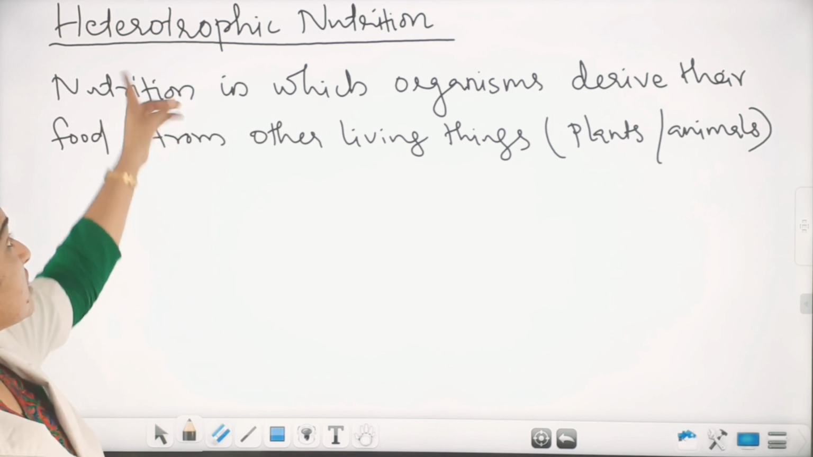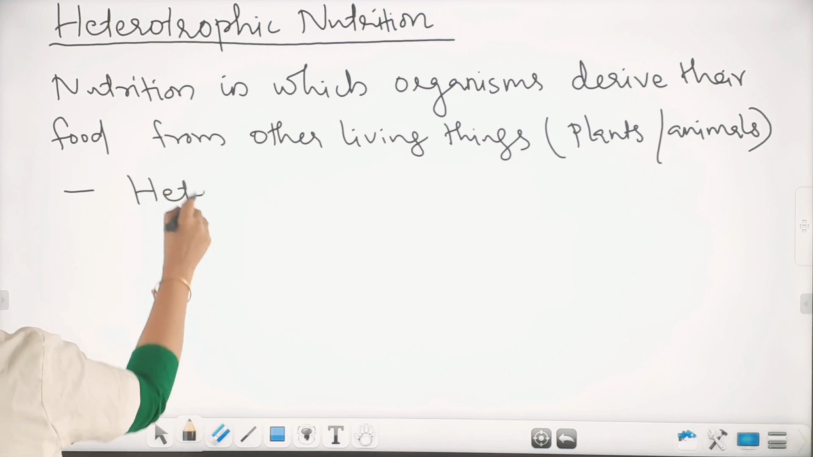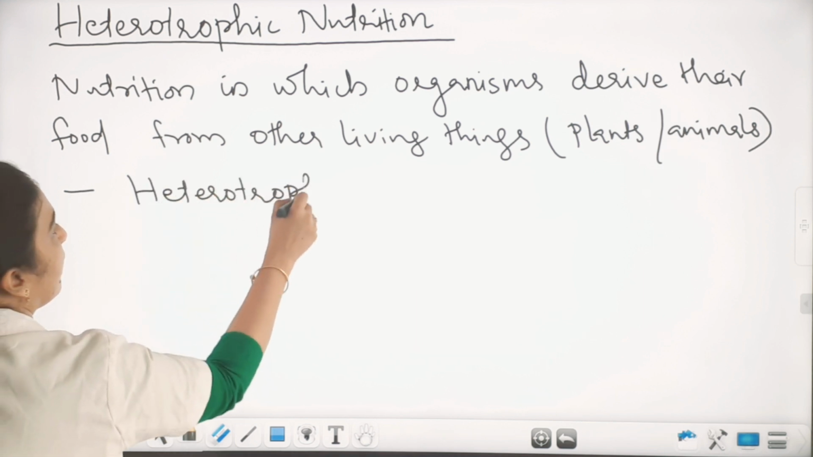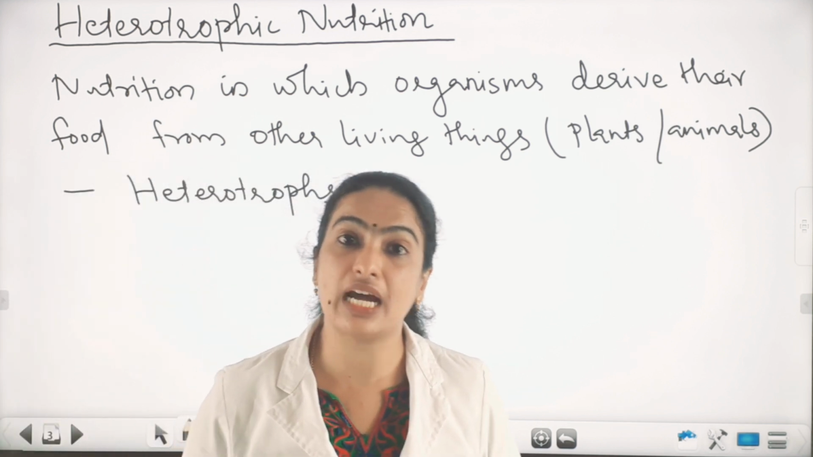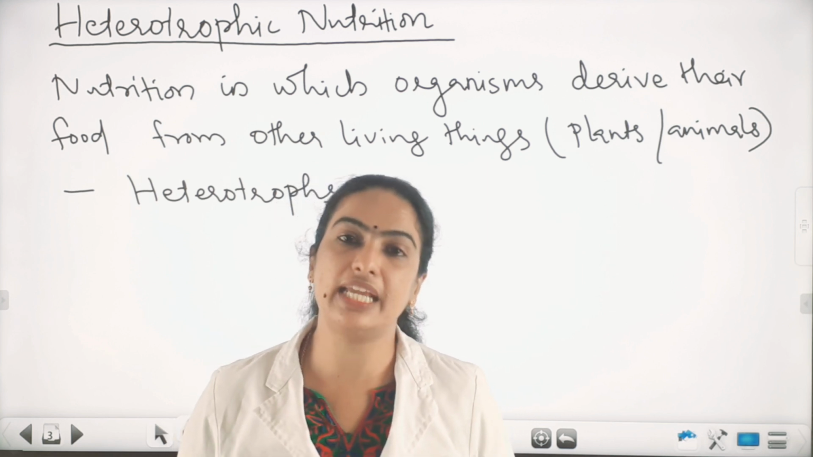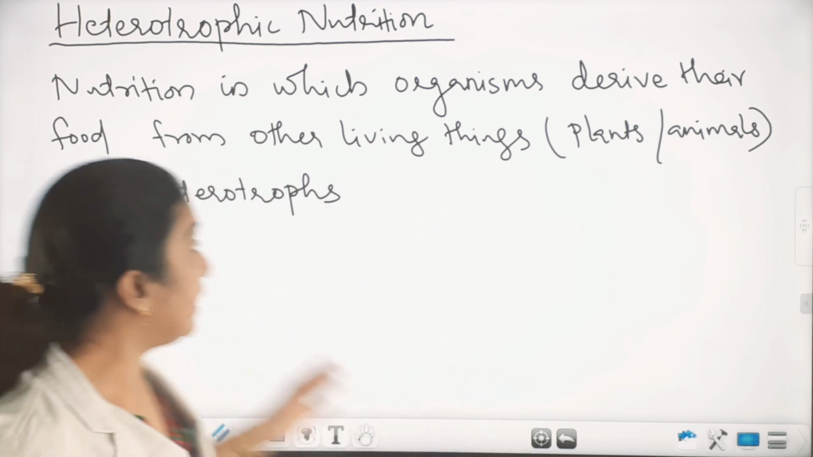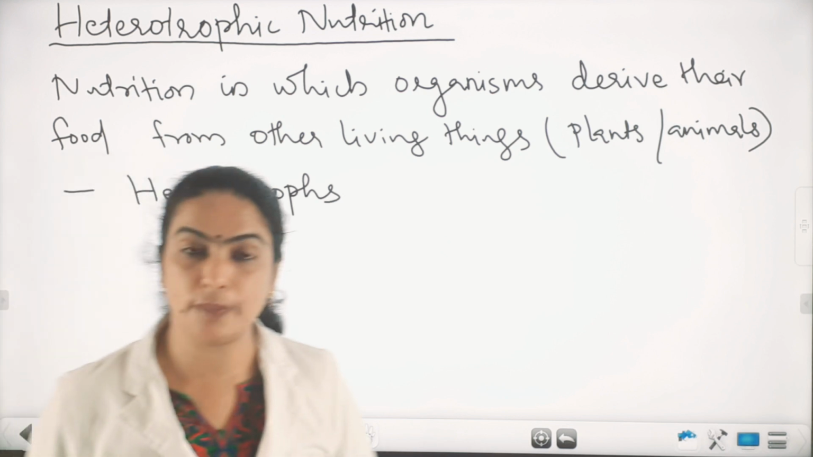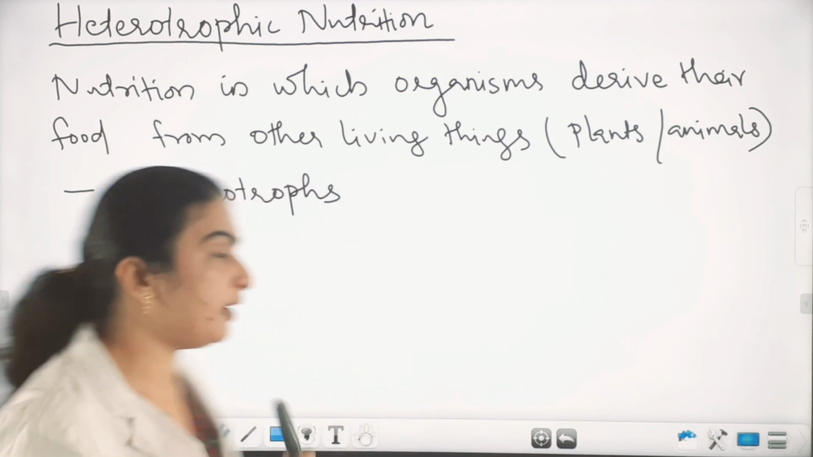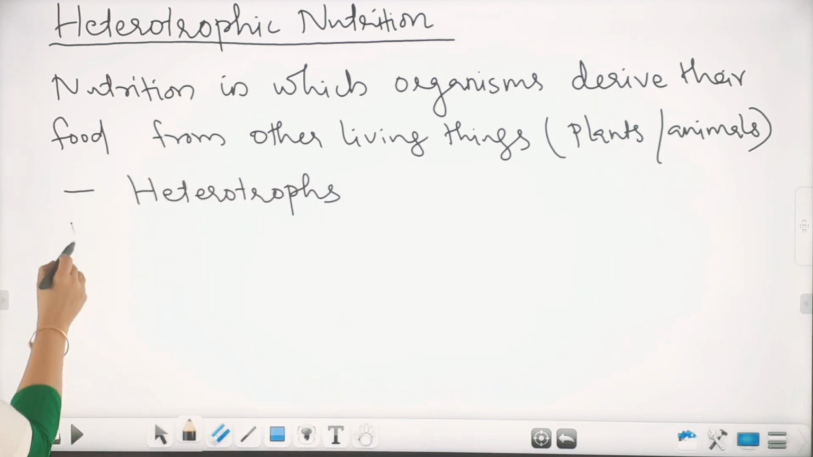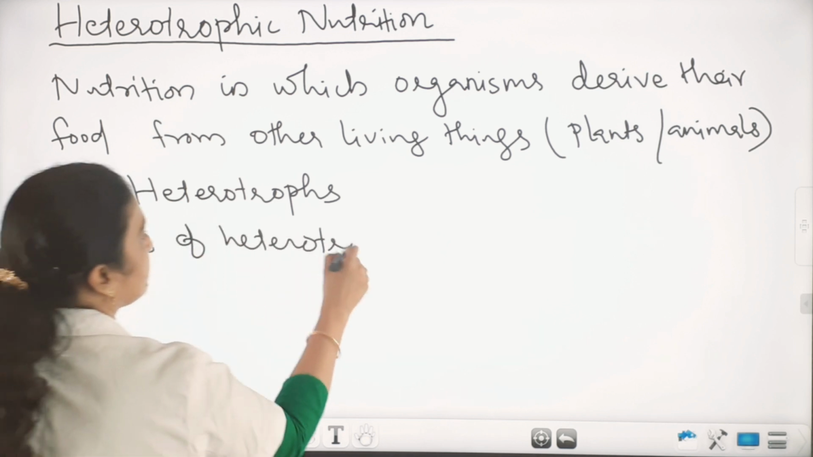And this type of nutrition is called heterotrophic nutrition, and such organisms are called heterotrophs. Example, all the plants and animals other than green plants. Except green plants, all other plants and animals are heterotrophs. Is it clear? Now there are many types of heterotrophs. In this class we have to study only two types of heterotrophic nutrition.